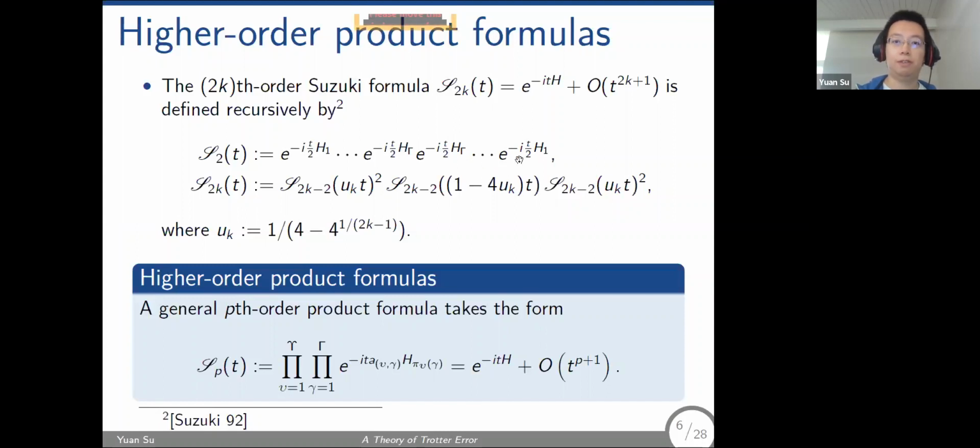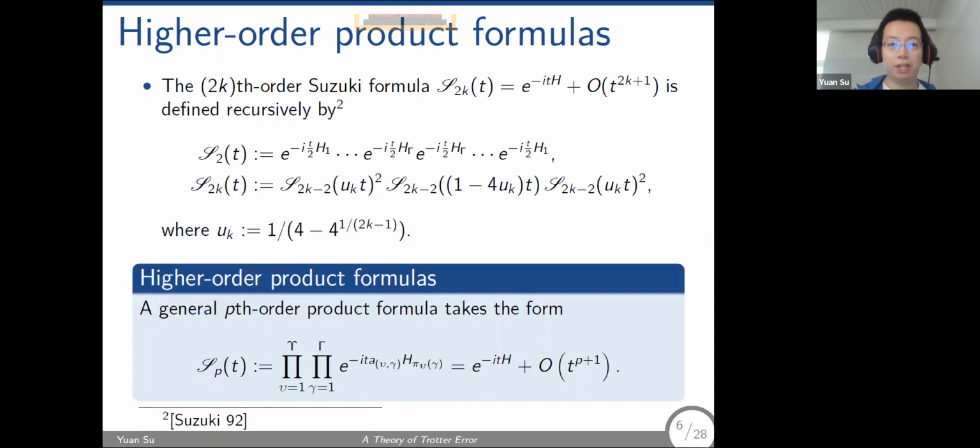In the first stage, we order the terms in the forward direction, so we go from H1 up to H gamma. And then in the second stage, we order them in the backward direction, so we go from H gamma to H1. It turns out that this can achieve second order accuracy, so the error will be third order.